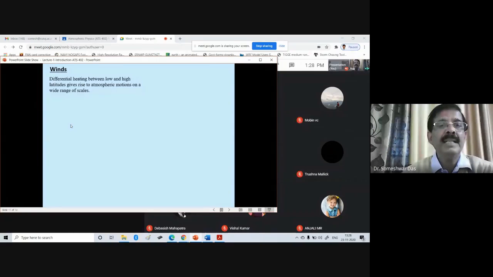It occurs because of the differential heating between low and high latitudes, which gives rise to atmospheric motions on a wide range of scales. The winds occur because of the temperature gradient, the differential heating of the Earth's surface. Because of it, somewhere the pressure is high and somewhere it is low. Then a pressure gradient force develops, so the winds from the high pressure area rush toward the low pressure area. This is how winds blow. It's caused by the differential heating of the Earth's surface.